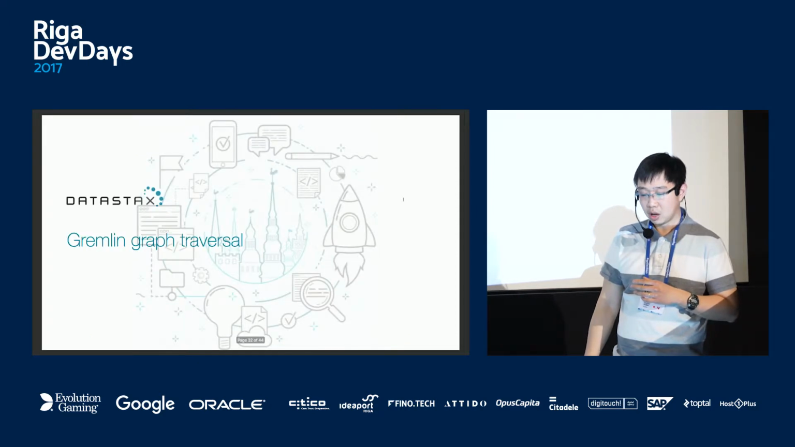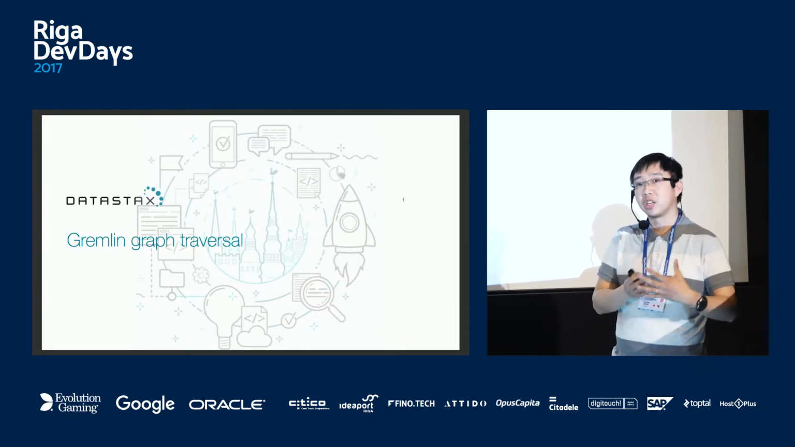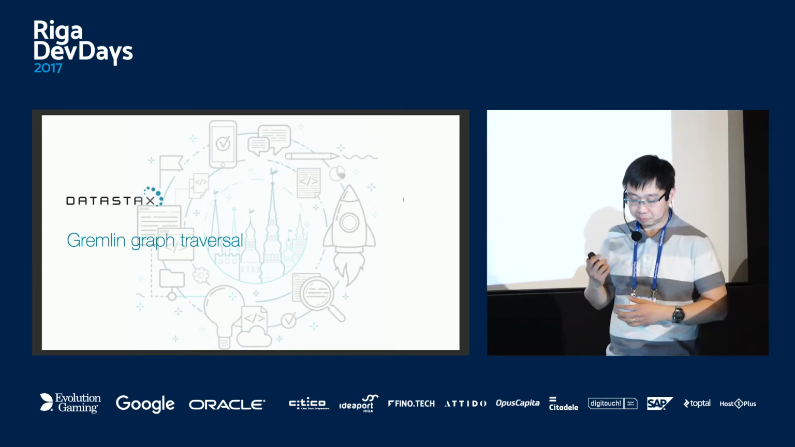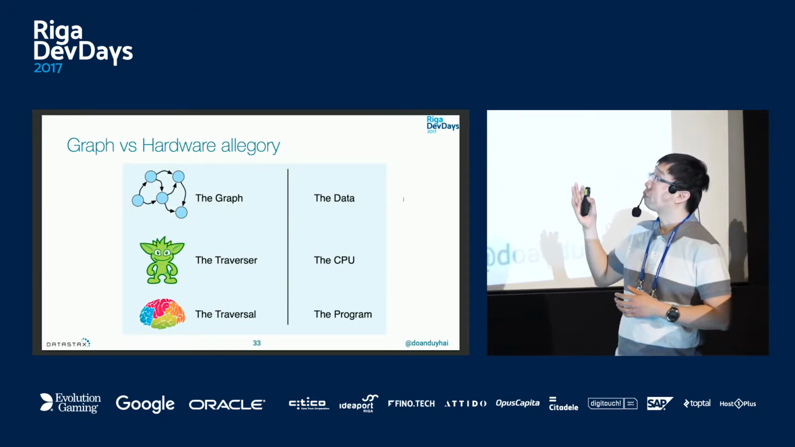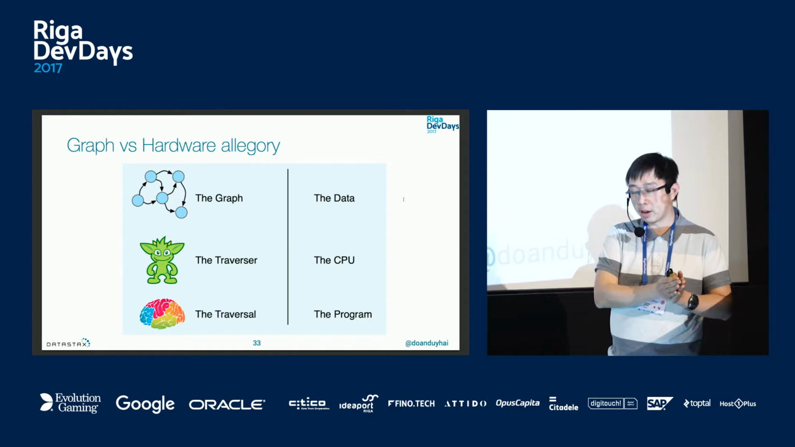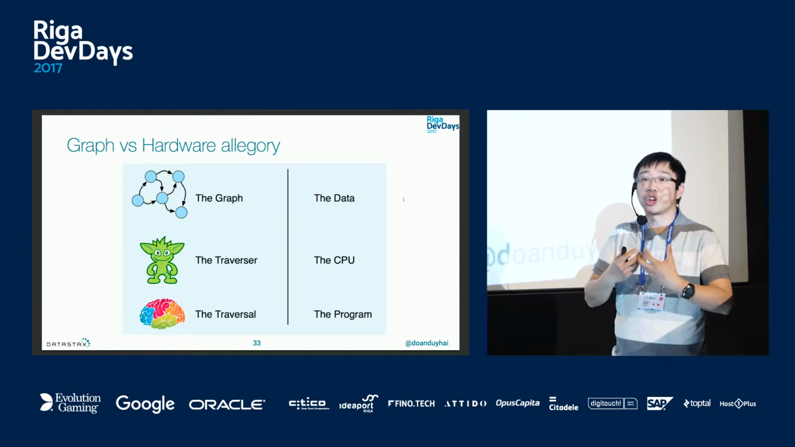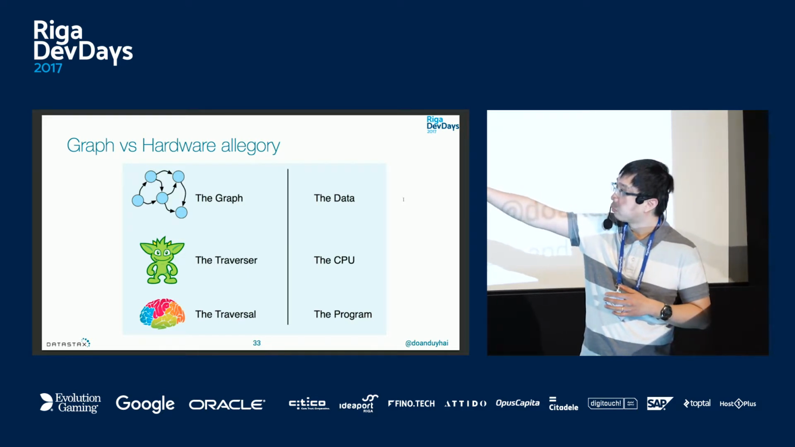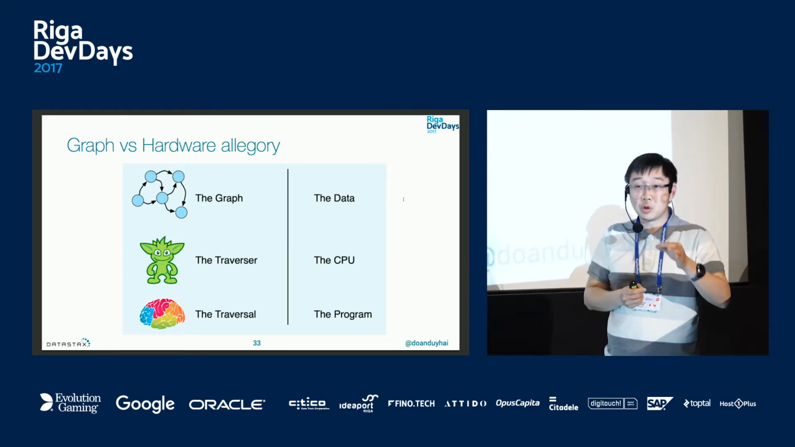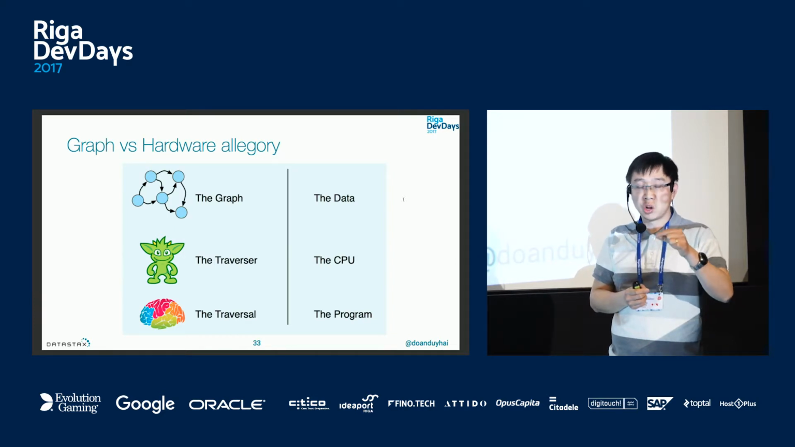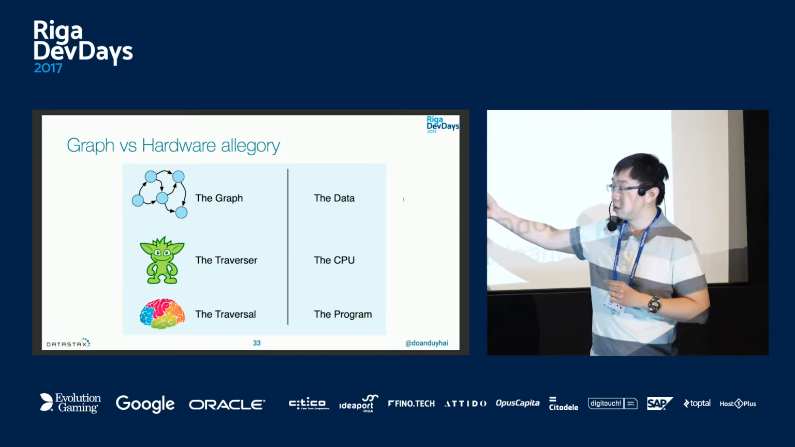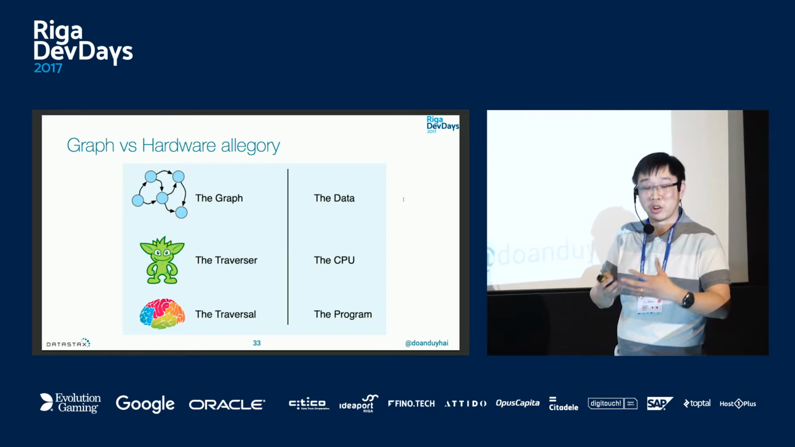Now that we have defined what a property graph is and the topology of a property graph, let's talk about the query language. This is a metaphor from the hardware and from the graph landscape. A graph, in fact, is just a bunch of data you store on disk, right? The traversal, the Gremlin cartoon here in green, can be seen as the CPU program, a CPU thread jumping from one data to another data. And the traversal is just the program you are writing, the query you are creating.